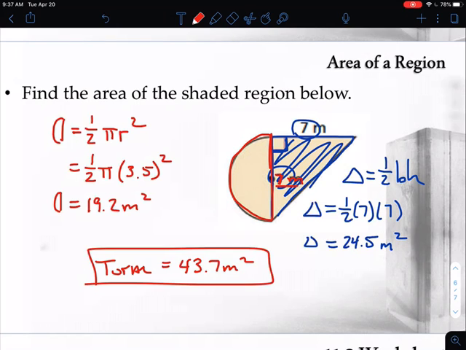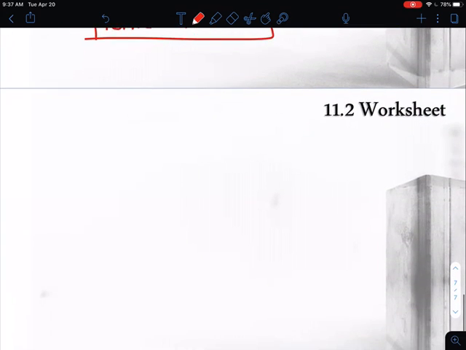So if they put a couple of pieces together, so a couple different shapes, calculate the area of each one, and then just add everything up at the end.